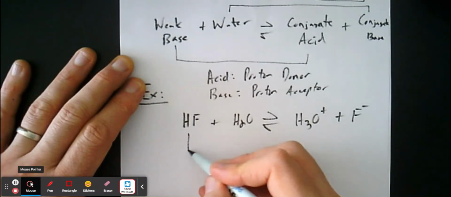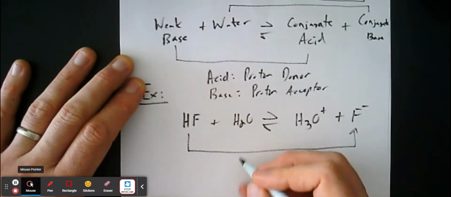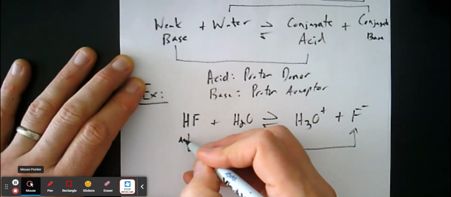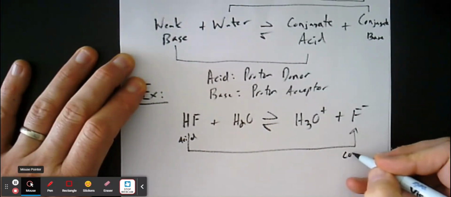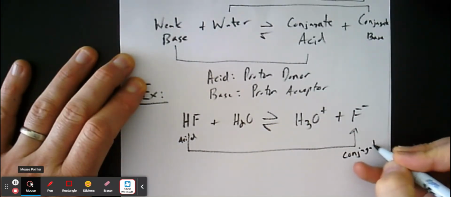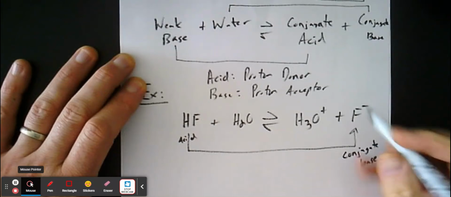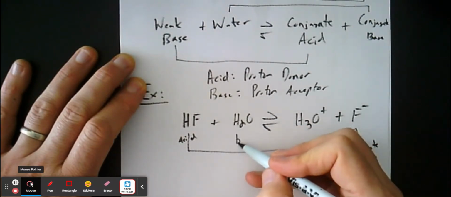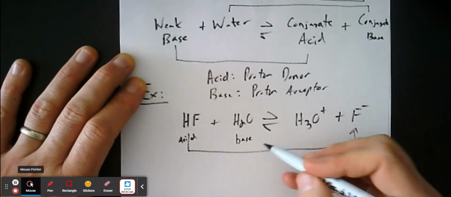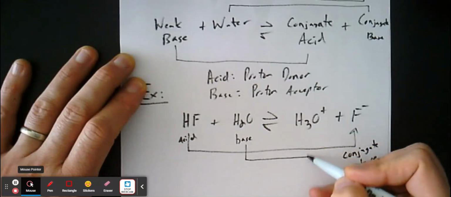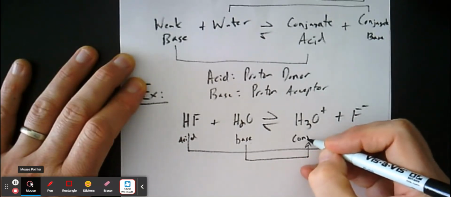That makes this, since it's changing from that, an acid, and this its conjugate base. And in this case, water is acting as a base, and this is its conjugate acid.